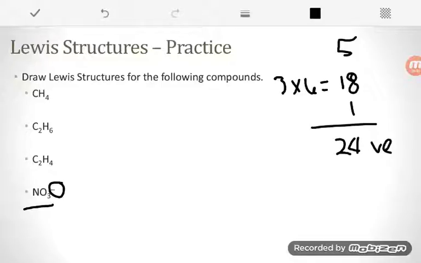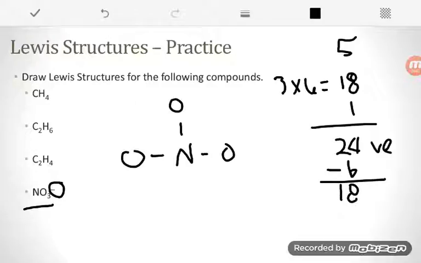So we have NO3. Nitrogen is less electronegative, so he's going to go in the center. And then I'm just going to connect my 3 oxygens. So I've already used 6 valence electrons for bonding, so I have 18 left. So I'll just start giving them to my outside atoms. So I'll do 2, 4, 6, 8, 10, 12, 14, 16, 18. So now I've run out, no more electrons left.